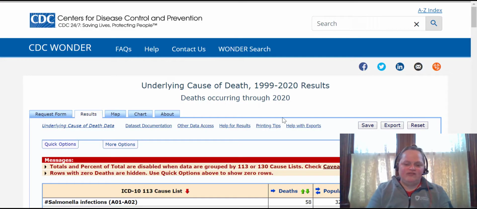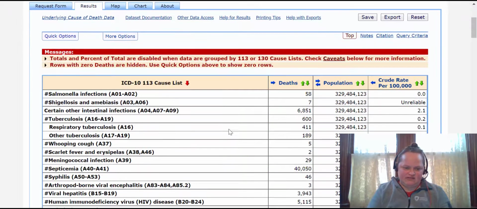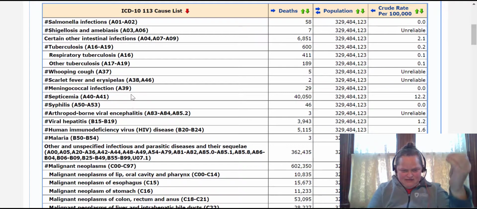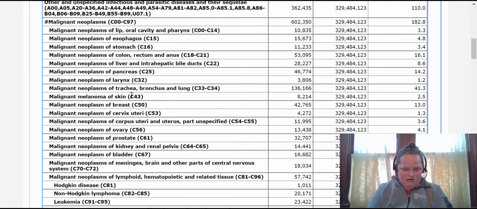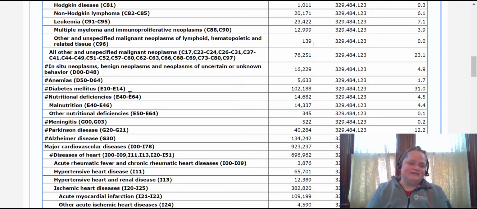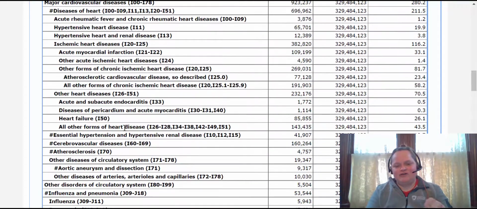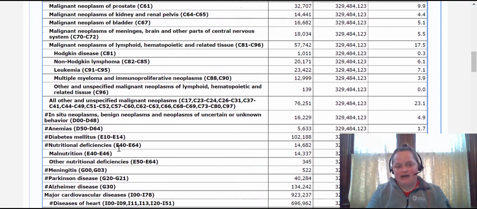Okay, so this 113 cause list is a special breaking up of that ICD in terms of chapters and subchapters. And you can see it tells you which chapter and subchapters it's in. So A01 to A02, A03, comma, A06. So A04, A07 through A09. So you can see this whole list, which will cover the entirety, maybe, which will cover the causes of death, the major causes of death in certain categories.